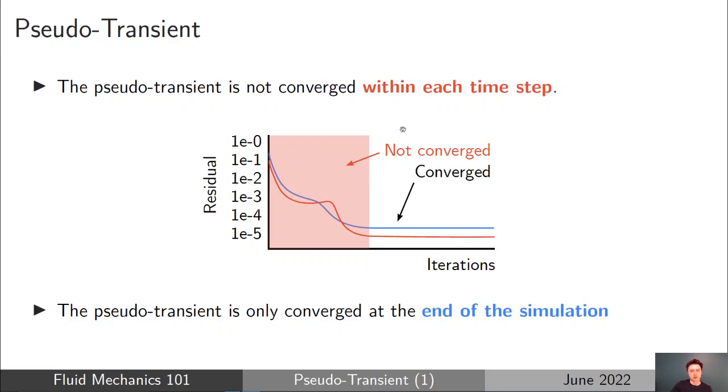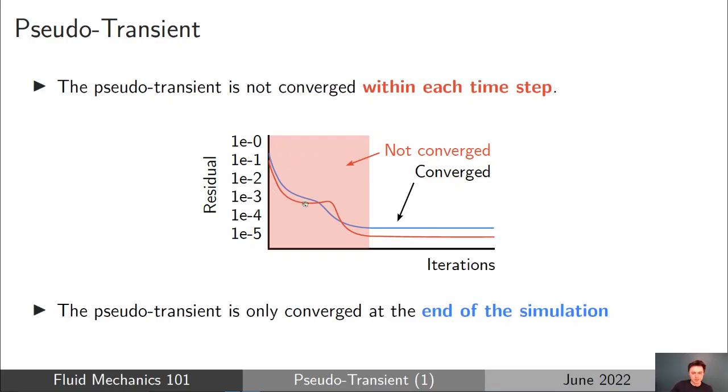And how this will look is, if you look at the residual plot, it may look something like this, where the residuals initially start high and then they move around a bit, and then eventually the residuals come down and settle down to some value which is unchanging as you continue to iterate through the solution.